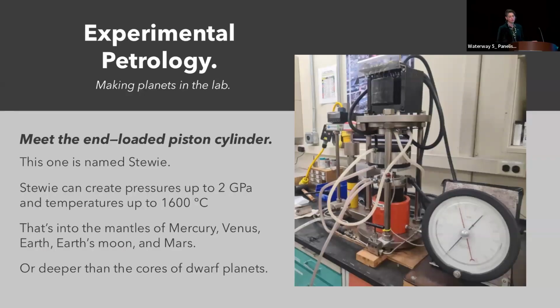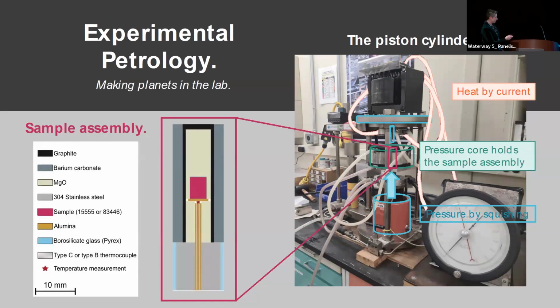So experimental petrology, this is what we do in our lab. We basically make planets in the lab at high temperature and high pressure. This is an instrument that we have. We have 3 of these and some other instruments. This is called a piston cylinder. I describe it to people as basically a car jack on steroids. It's a hydraulic pump, and then we heat it through resistive heating. This one in particular can do up to a couple thousand degrees Celsius and high pressure, into the mantles and cores of planets.